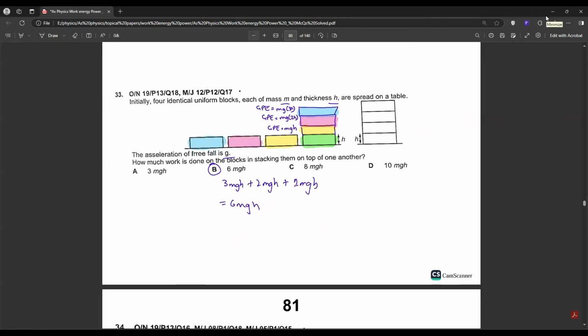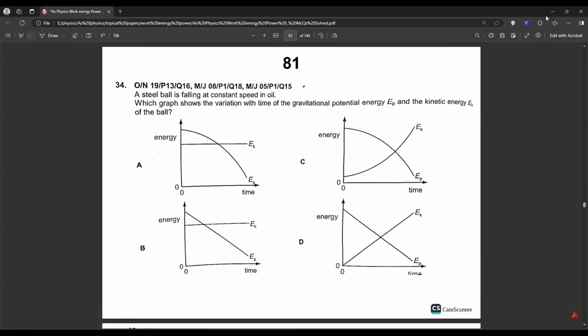This looks like an ice lolly. Chalo, let's further move ahead. Let's see this. A steel ball is falling at a constant speed in oil. Which graph shows the variation with time of the gravitational potential energy and the kinetic energy of the ball?